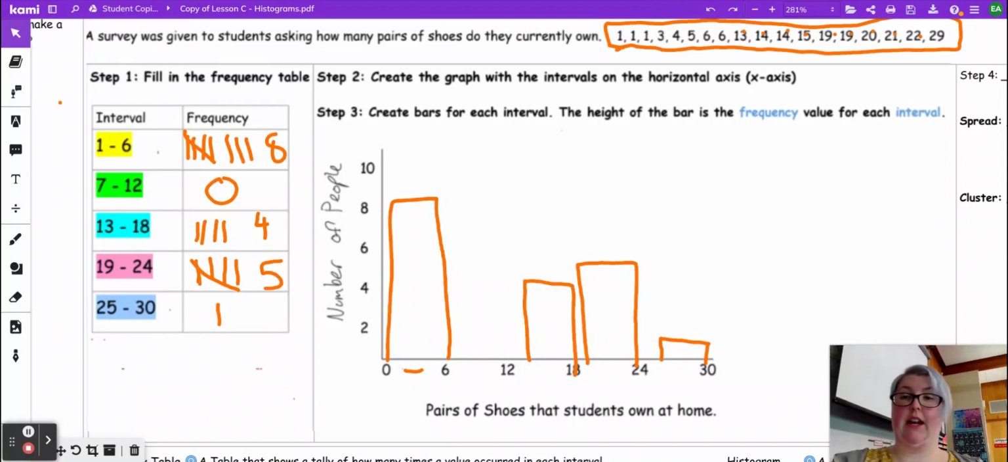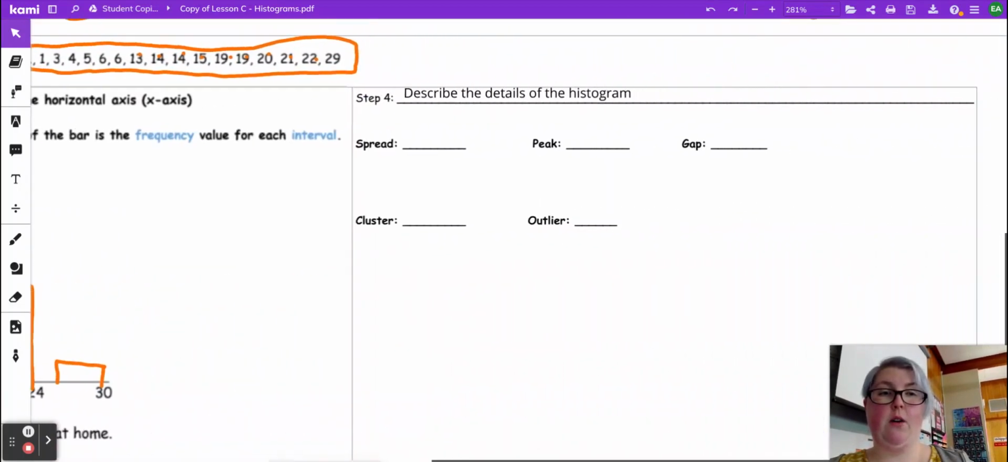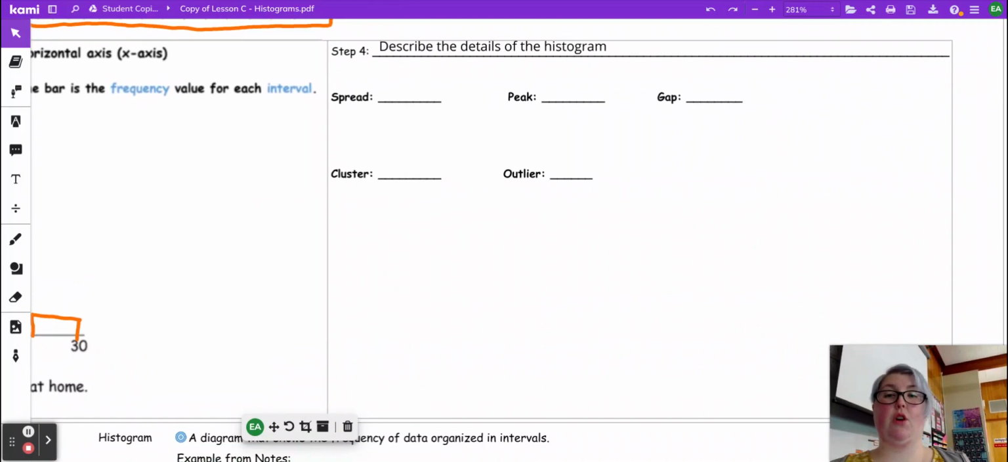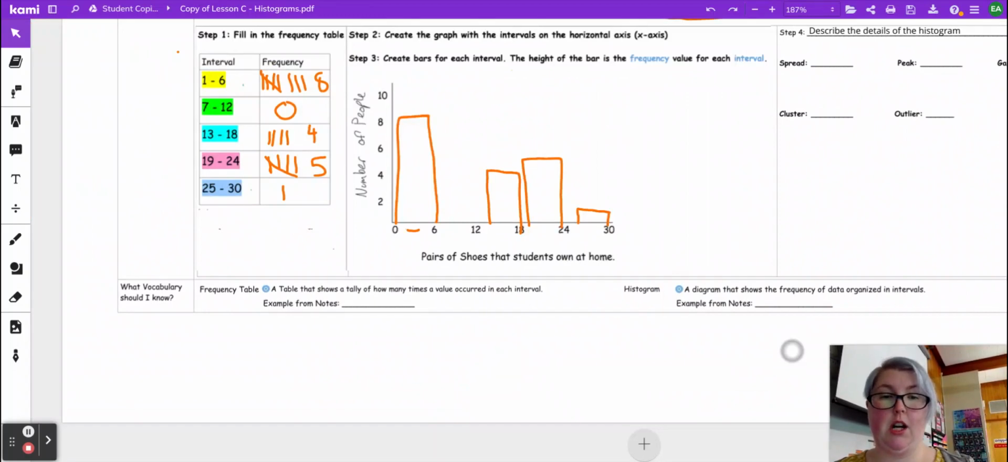We've got the height of the bar indicating the frequency for each of the shoes. Now your job is to describe the details of the histogram: the spread, the peak, the gap, the cluster, and the outlier. This is going to be a question on the formative. Once the video is done, make sure you analyze that histogram we just made. Don't forget about your vocabulary words. Don't forget to fill those in.